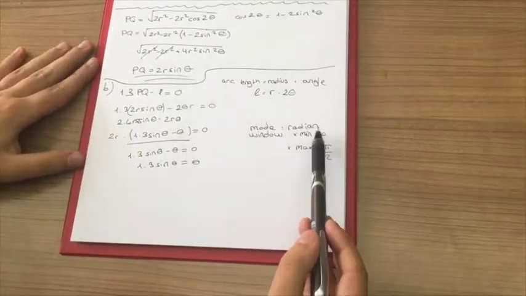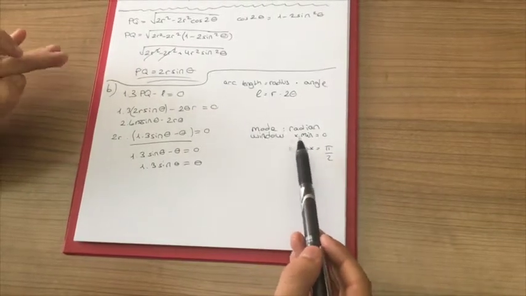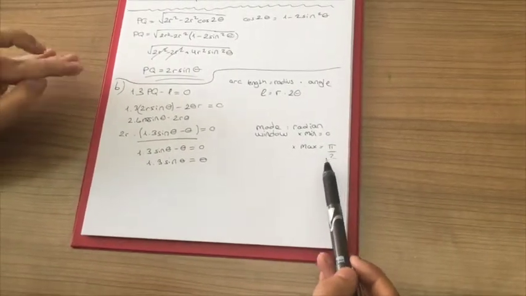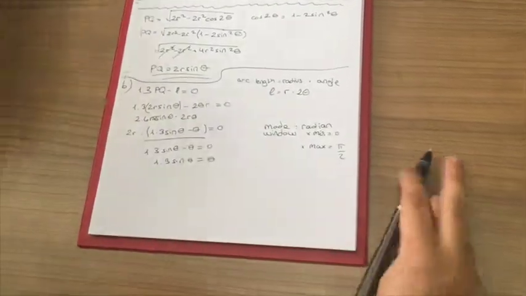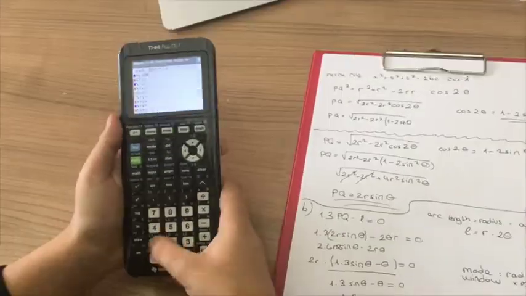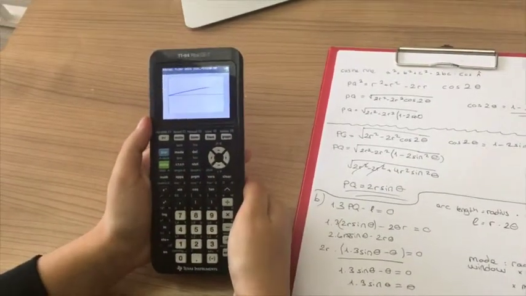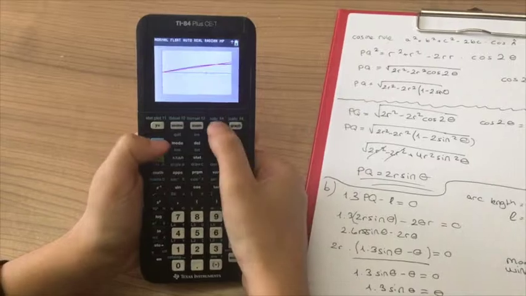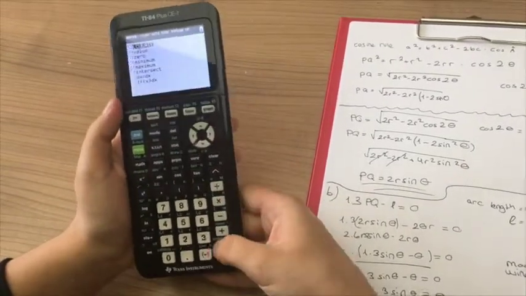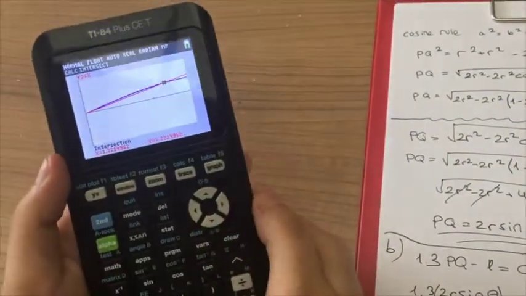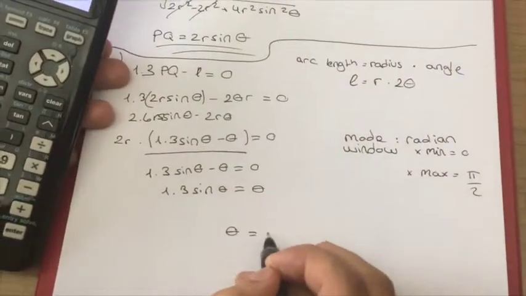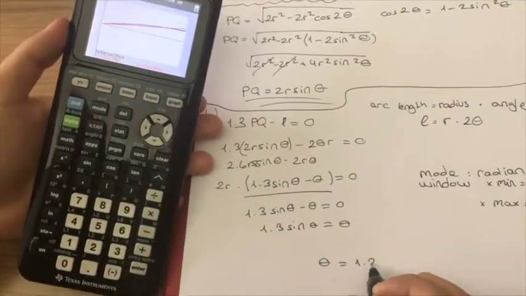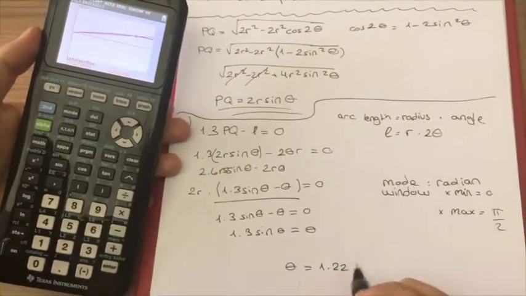We have to set mode to radian on my TI, and the window should have x minimum as 0 and x maximum as pi over 2, as x values cannot be larger than this. So let's draw the graphs. Now we have to calculate the intersect points. And as it can be seen, the x value is 1.22. So we can say that theta is 1.22 radian.